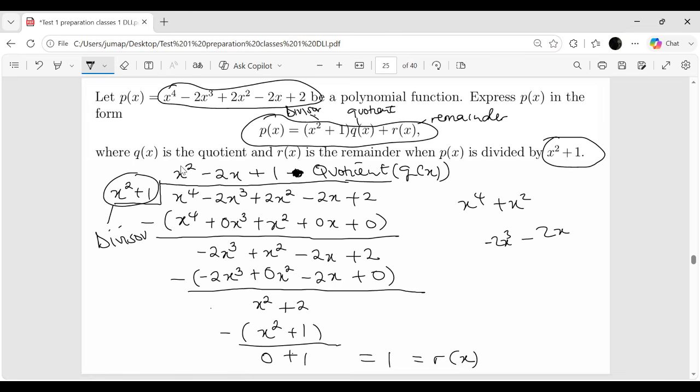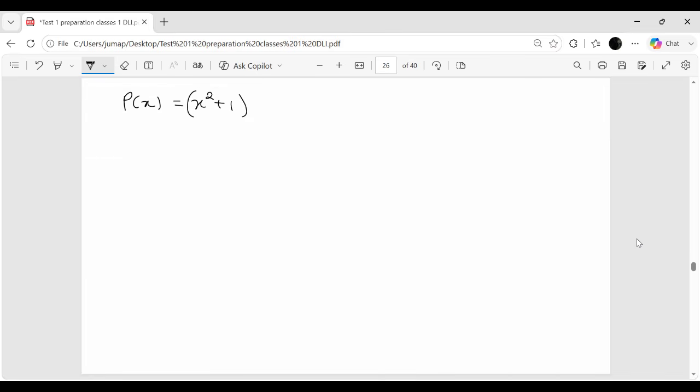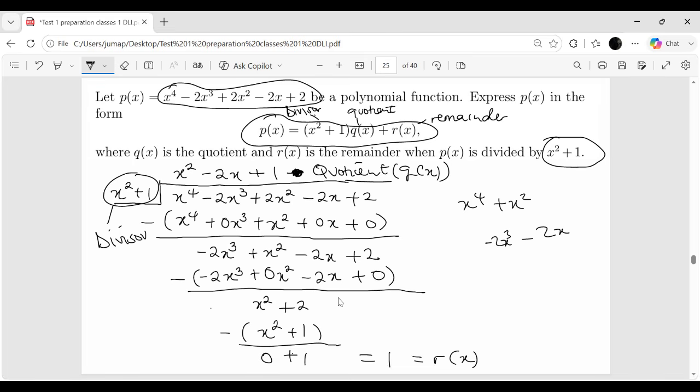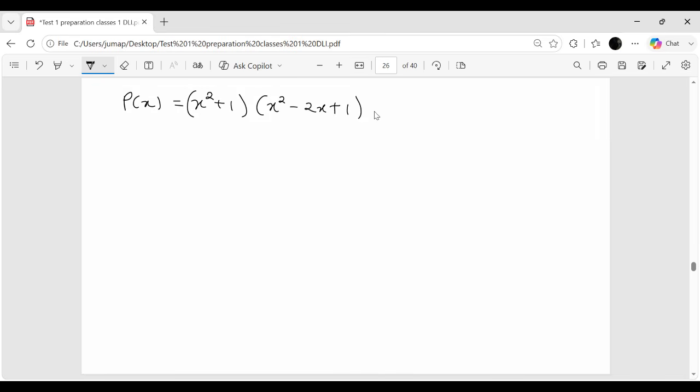So now here I have the quotient which is x squared minus 2x plus 1. Then I'm going to say plus the remainder. The remainder we got was 1. So that will be your polynomial.